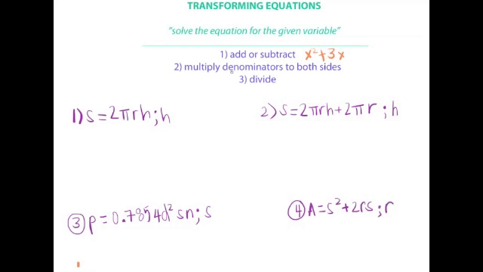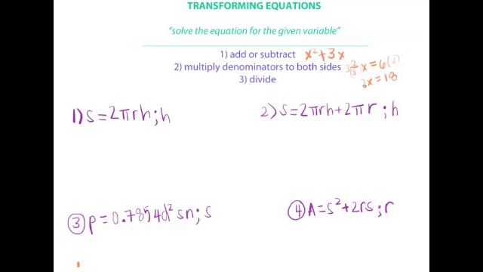Then, after you've checked to see if you can add or subtract something, see if you need to multiply any denominators to cancel them out. So maybe you're in a situation that looks like this: 2 over 3x equals 6. You've moved everything over, and there's nothing to add or subtract, because there's no plus or minus separating anything here. To get rid of that denominator, multiply both sides by whatever the denominator is. What that would look like is 3. So we end up with 2x equals 18, which leads me to step 3.